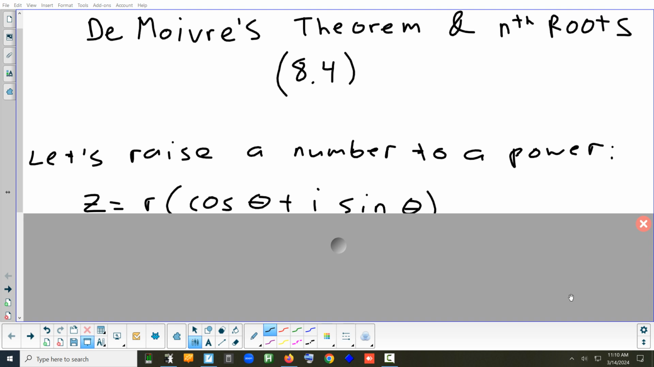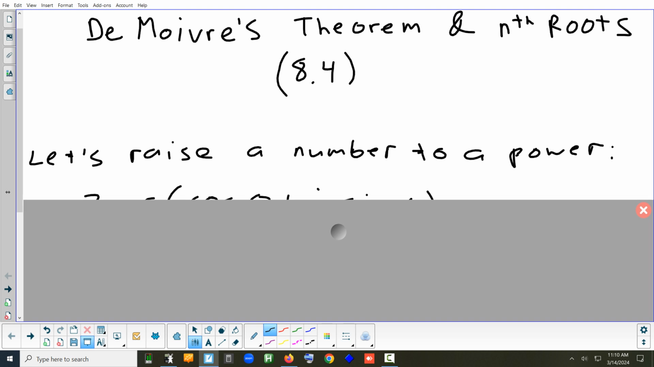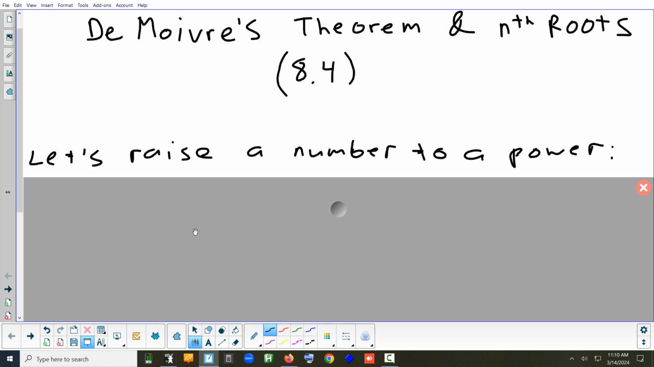Okay, so the last section we're going to look at this week is 8.4. And 8.4 is on two more things that we can do with complex numbers if they're in trig form. That's raising to a power and taking a root.